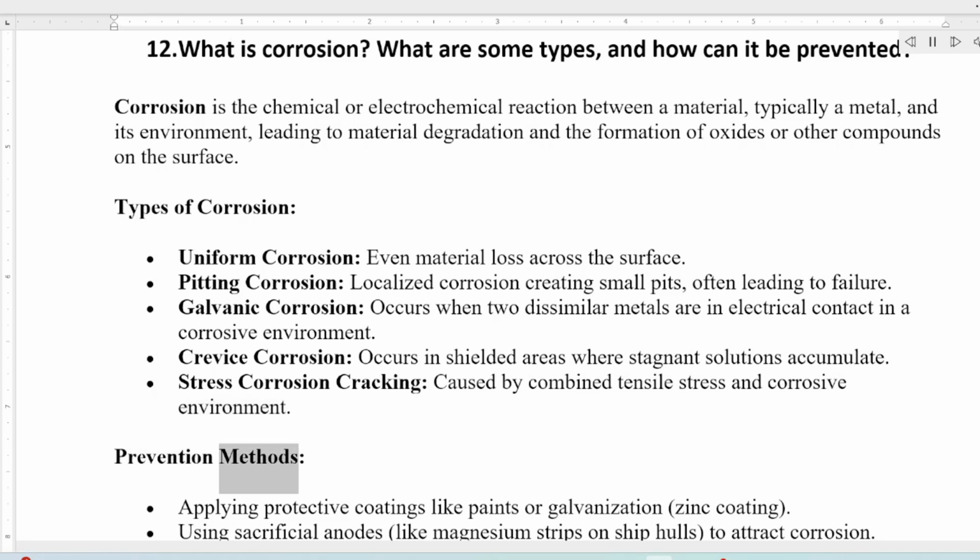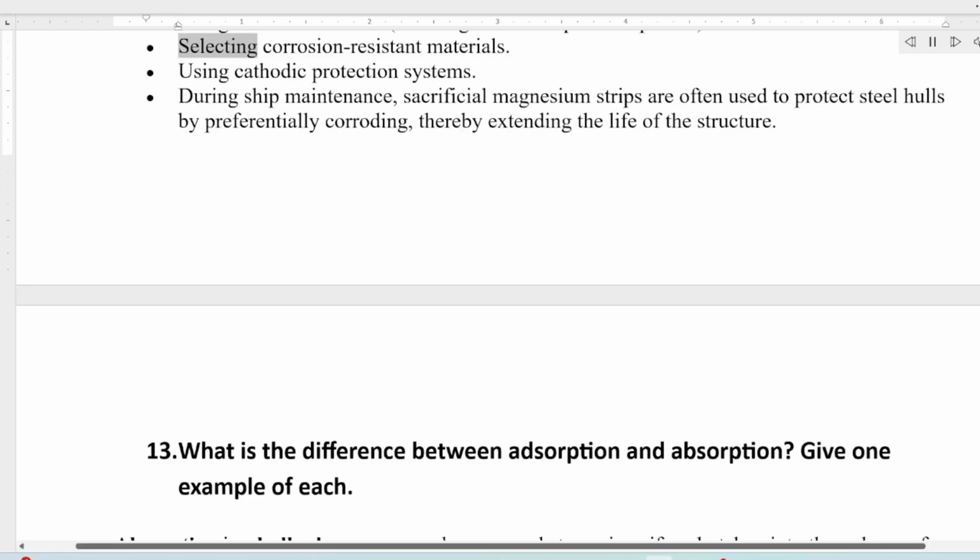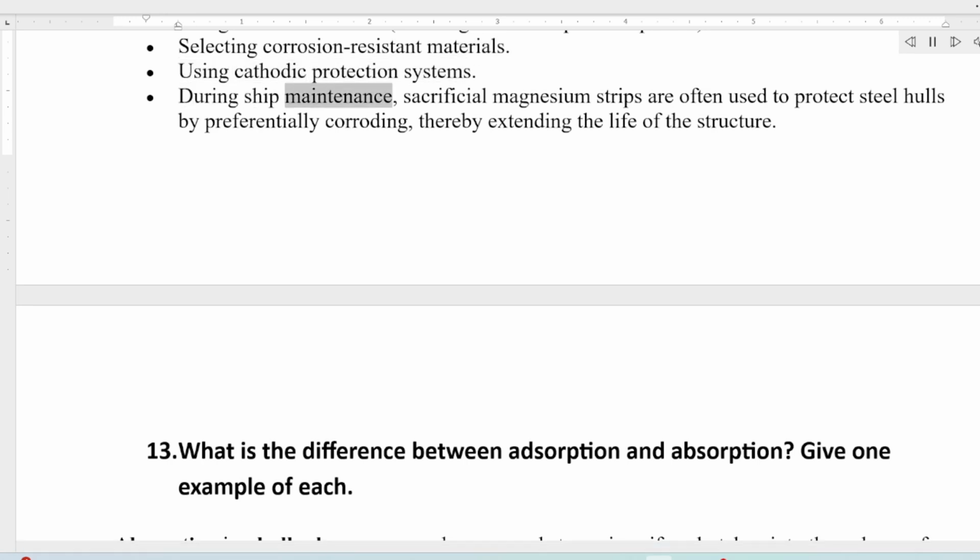Prevention methods. Applying protective coatings like paints or galvanization, zinc coating. Using sacrificial anodes, like magnesium strips on ship hulls, to attract corrosion. Selecting corrosion-resistant materials. Using cathodic protection systems. During ship maintenance, sacrificial magnesium strips are often used to protect steel hulls by preferentially corroding, thereby extending the life of the structure.